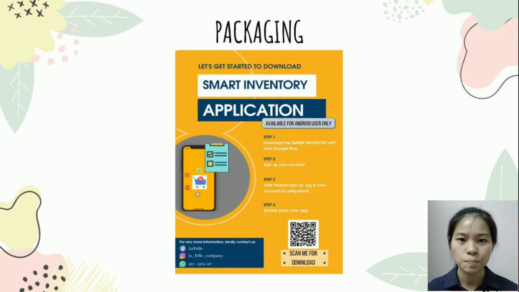Packaging. The packaging used by Lafayette Company is flyers that show the details of the steps, so when the customer wants to use this application, they just need to view this flyer and follow the instructions from the first step until the last step. But they need to pay first before they download. Other than that, if the small business operators have any problem or question, they can directly contact Lafayette Company with the phone number given in the flyer.